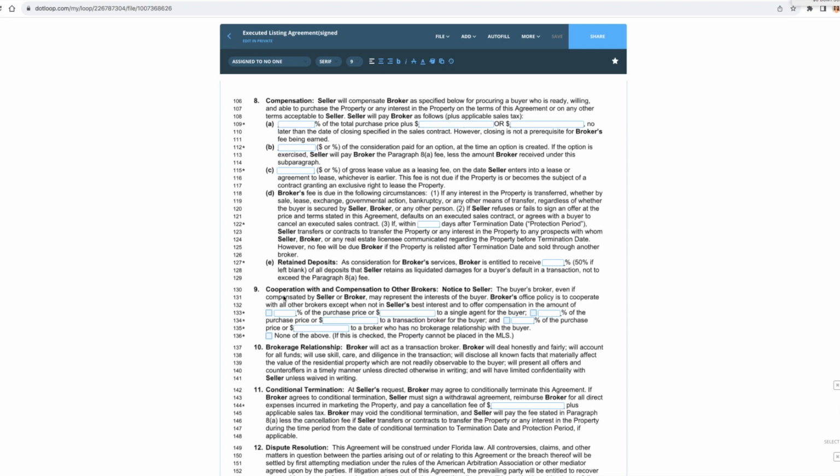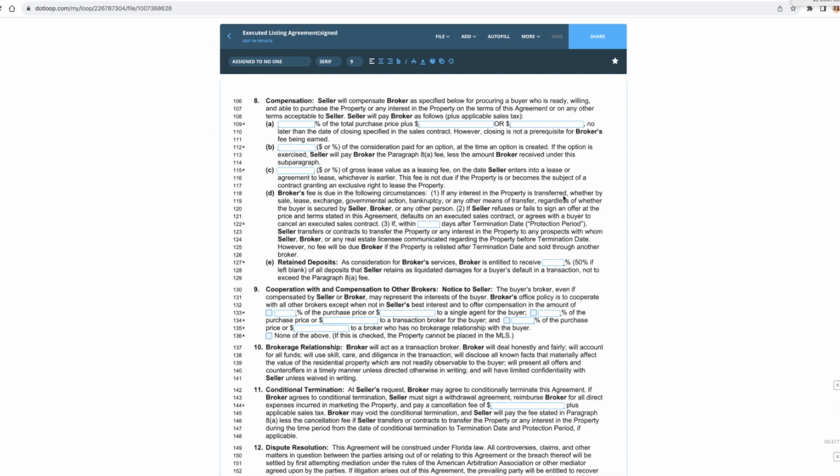Down here in section 9, it talks about the breakdown, okay? So don't put 3% up here or 2.5%. Please put 6% or 5% in its entirety. You'll have a chance to explain the breakdown further down here. All right, so broker's fee is due in the following circumstances. This is a great paragraph to go over with your clients.